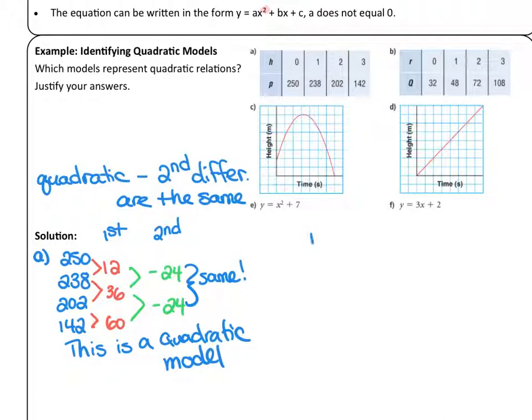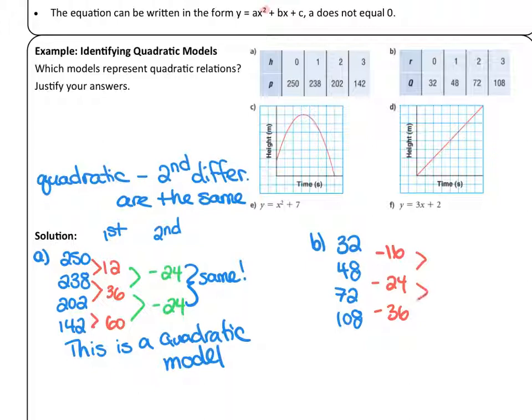Let's try B and we'll see what happens with that one. So same thing, I'm going to do 32, 48, 72, and 108. And I'm going to find those first differences. 32 minus 48, so it's minus 16. Minus 24. Minus 36. So they're not the same. So obviously it's not linear.